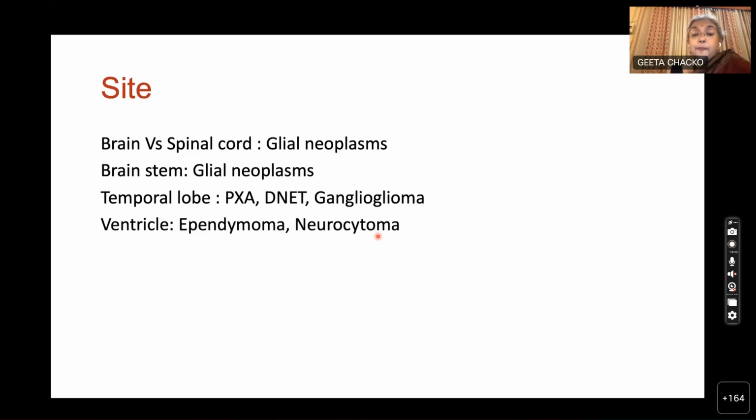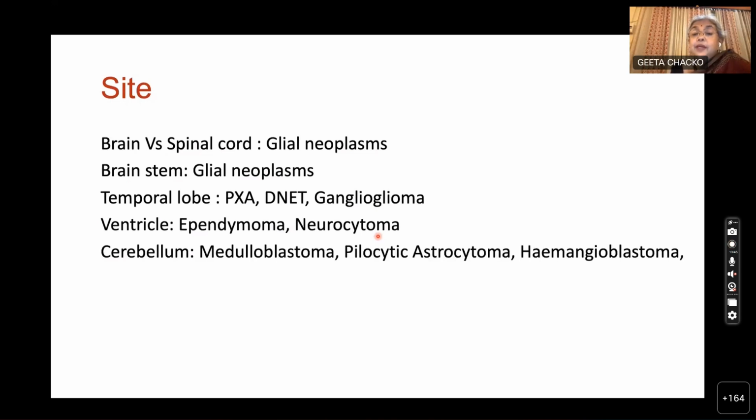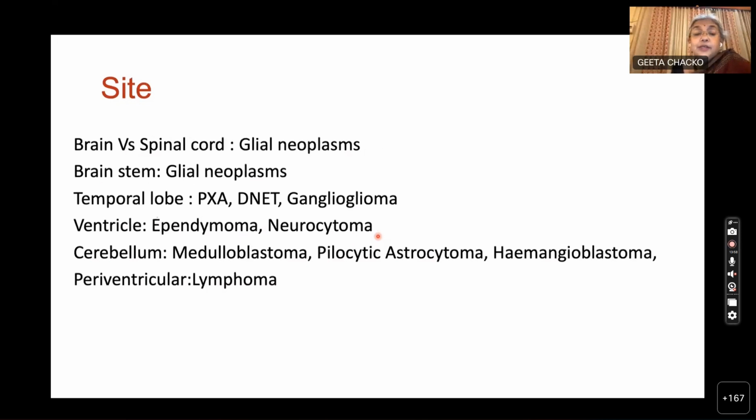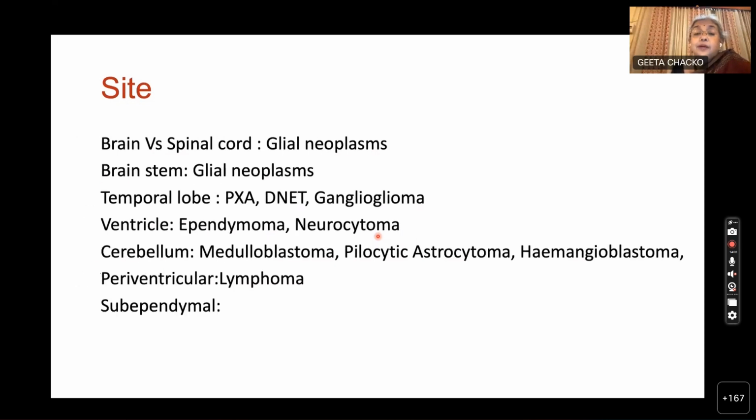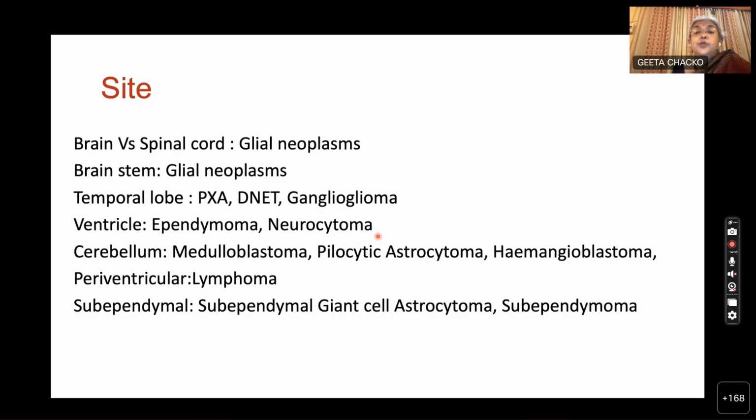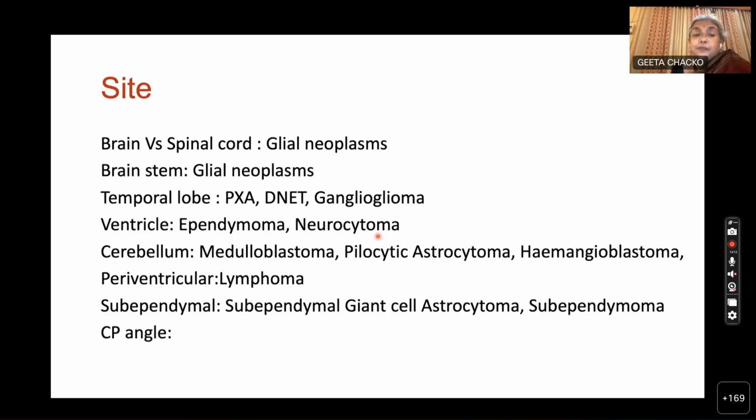You get the ependymomas and the neurocytomas. If the tumor is in the cerebellum, if it's high grade, one considers a medulloblastoma. Pilocytic astrocytomas and hemangioblastomas are cystic tumors with mural nodules, and these occur in the cerebellum. In the periventricular location, one often encounters lymphomas, and in the subependymal location, that is just beneath the ependymal lining, there are two tumors, the subependymal giant cell astrocytoma and the subependymoma. In the CP angle, do you know what tumors can occur in the cerebellopontine angle?